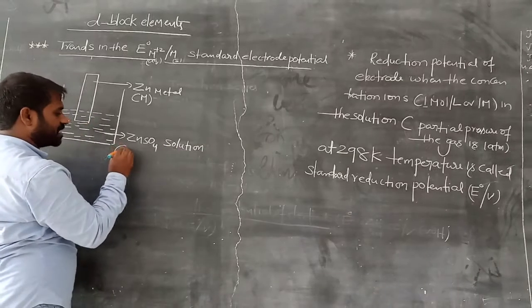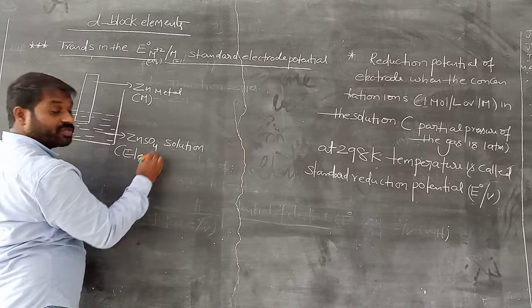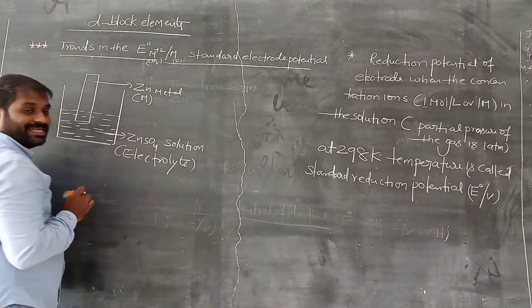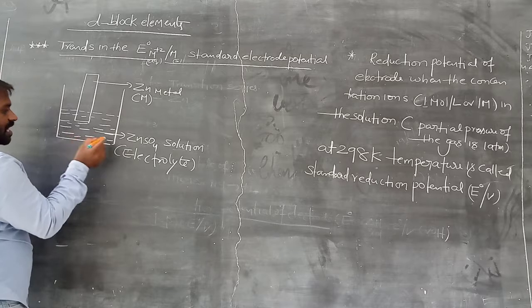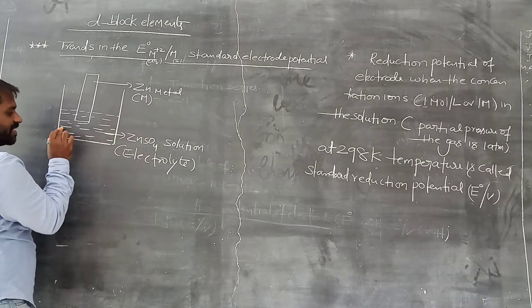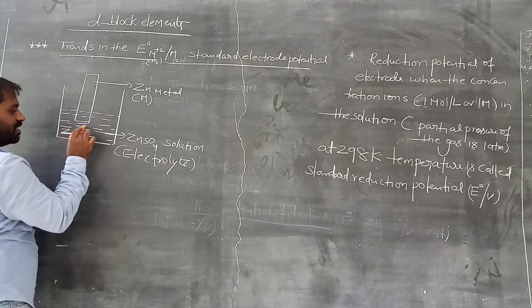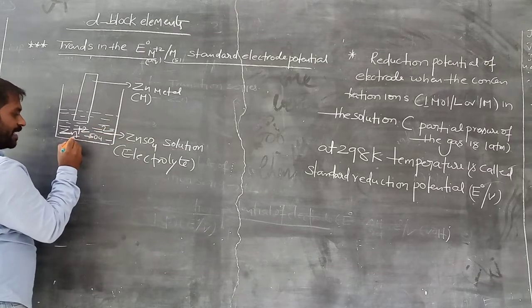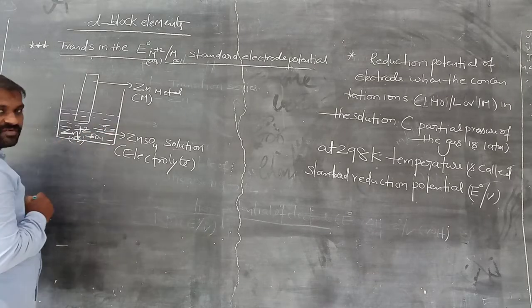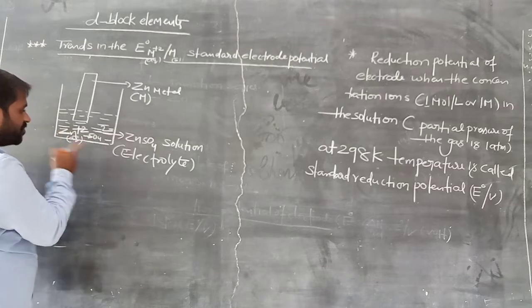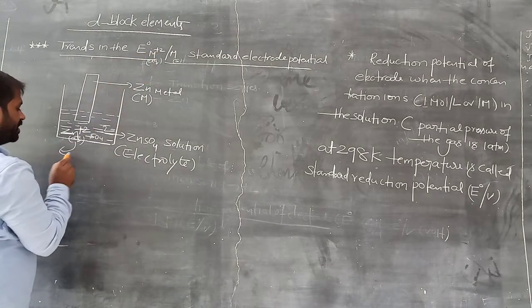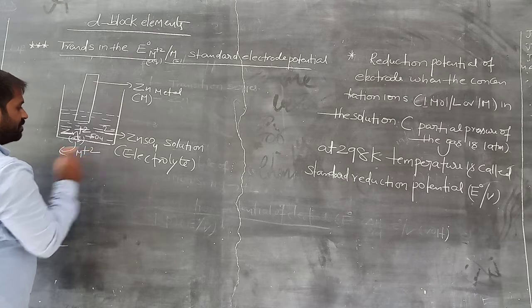Which is called the electrolyte here, meaning it can allow electricity. Zinc sulfate is aqueous. So in this, what are the ions present? Zn plus 2 and also SO4 minus 2. Zn plus 2 means in the ion form, it is aqueous. Am I right? Zn plus 2, SO4 minus 2. So now Zn plus 2 is M plus 2.